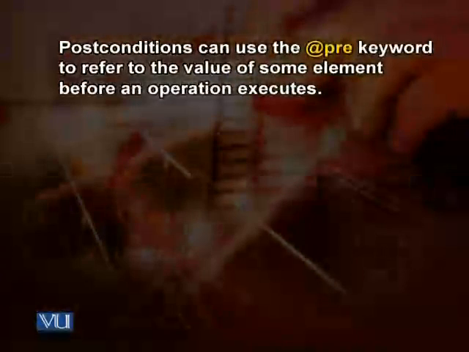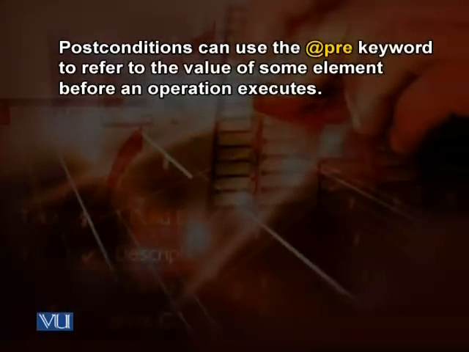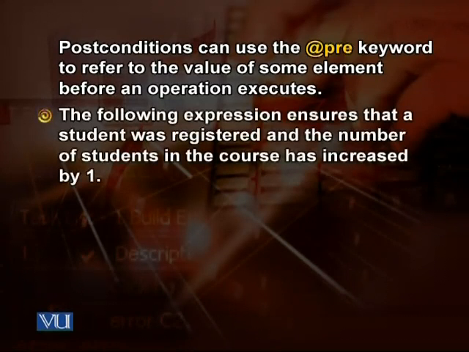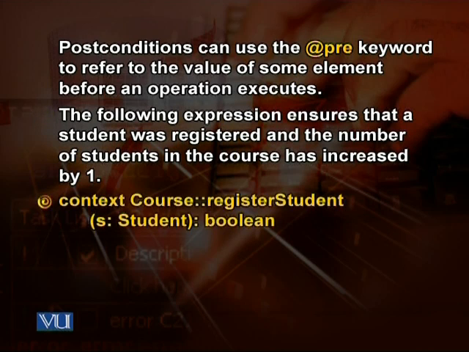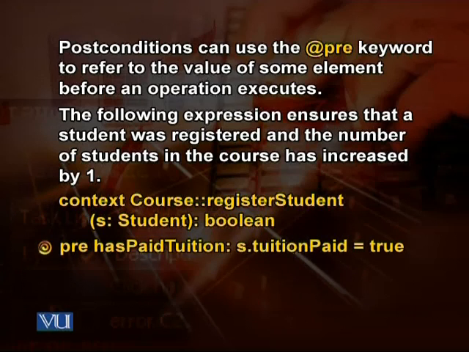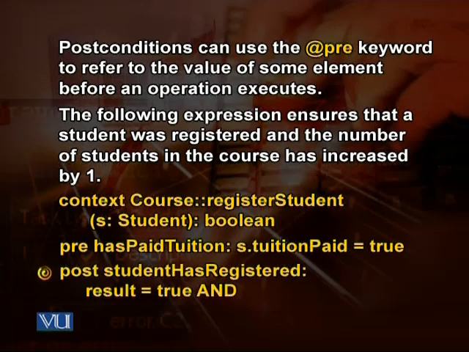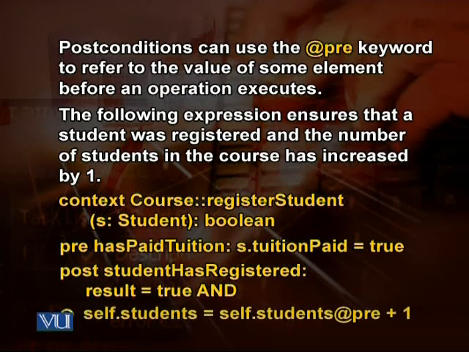The postcondition can use the at pre keyword to refer to the values of some elements before an operation executes. So here is this example where we ensure that a student was registered and that the number of students in the course has increased by 1. So what we do is we say context course registered student method. So pre is S tuition paid is equal to true, and the post condition is result is equal to true, and self students is equal to self students at pre plus 1.